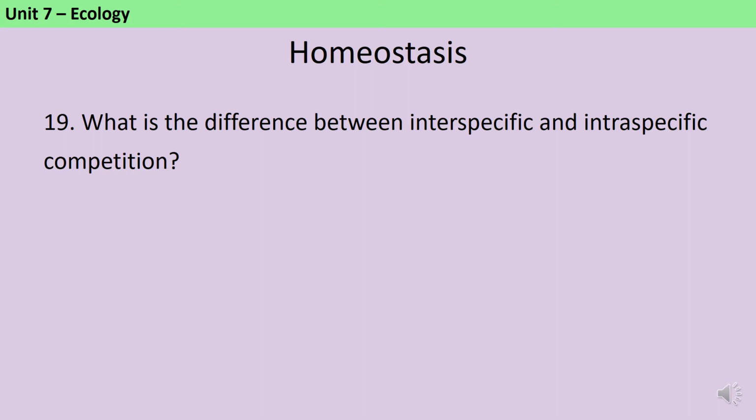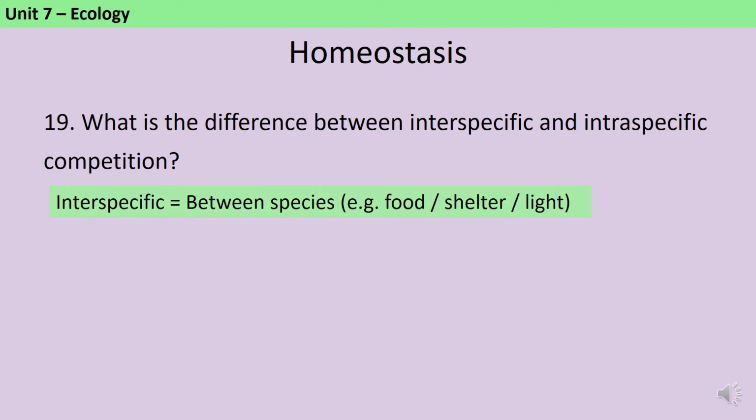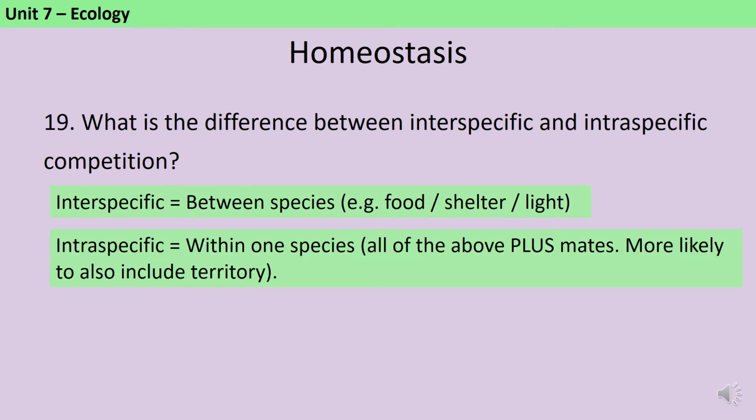Inter-specific competition is between different species, and this is always going to be competing for a resource. So that could be something like food or shelter, or if we're talking about plants, then it could be light. When organisms intra-specifically compete, then that's within their own species. Now, obviously, you can still compete with someone from your own species for food or for shelter or for light, but added into that, there's also competition for mates. And this could also include competing for a territory in order to make yourself more attractive to those mates.